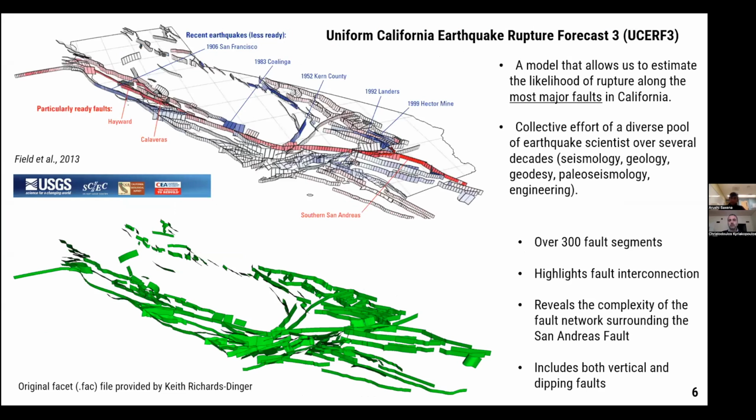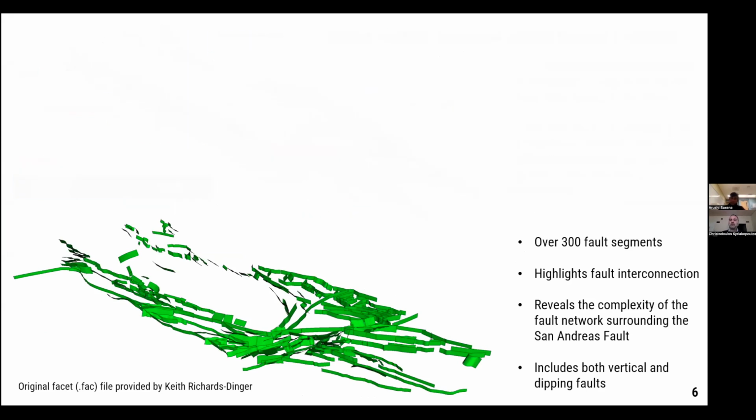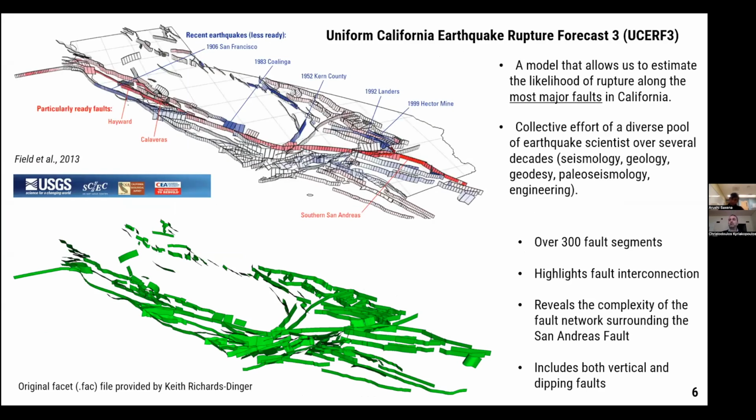So what we see here is a Uniform California Earthquake Rupture Forecast model. This is basically a mathematical, probabilistic model that allows us to estimate the likelihood of rupture along major faults in California. And it's a collective effort of a diverse pool of scientists, so 40 or 50 years of work to actually identify all these fault segments.